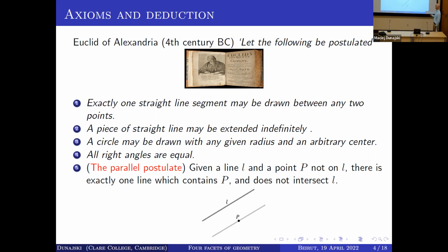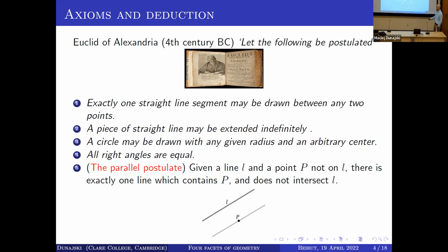And some of these axioms are what you would call obvious. These are axioms about the geometry of a plane. Exactly one straight line segment may be drawn between any two points. A piece of a straight line, that is a segment, might be extended indefinitely to a line. Third axiom, a circle may be drawn with any given radius and an arbitrary center. Again, that's something you regard as obvious from school planar geometry. For him, it was an axiom.